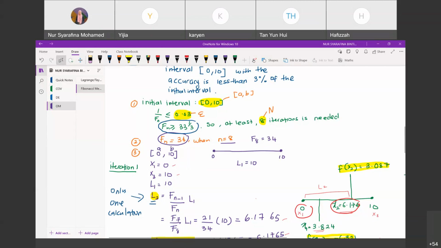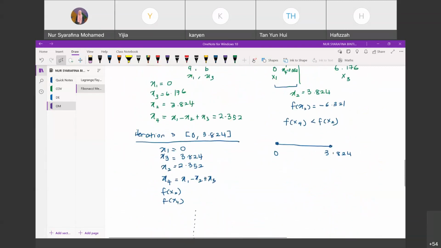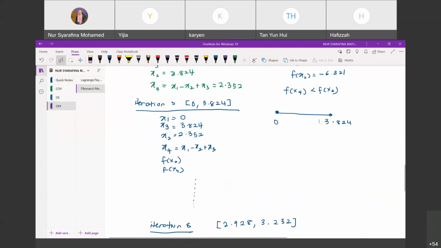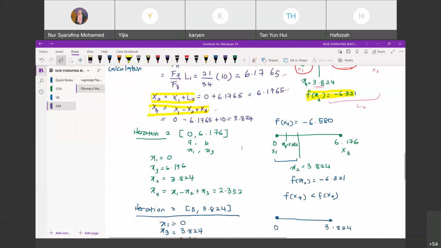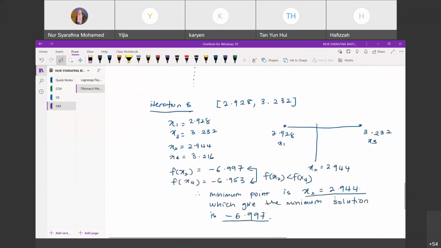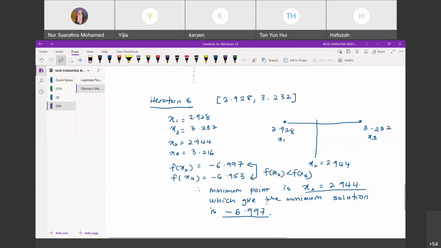Is that clear? After this, I'm going to give you the tutorial. I'm going to share it with you in the e-learning, so you can try. But for the moment, please proceed with the iteration here up until iteration number 8, until you reach the solution point. Is that clear, everyone? So this is the Fibonacci method.